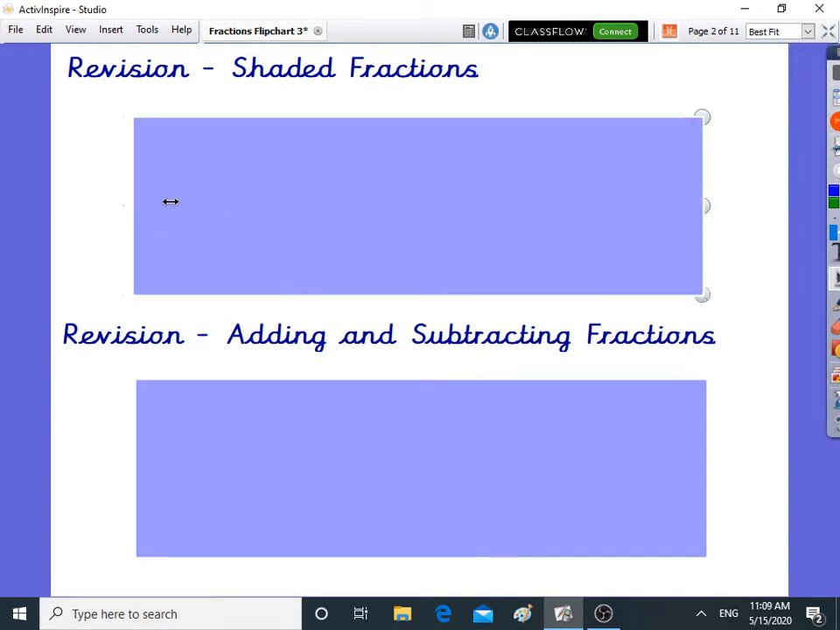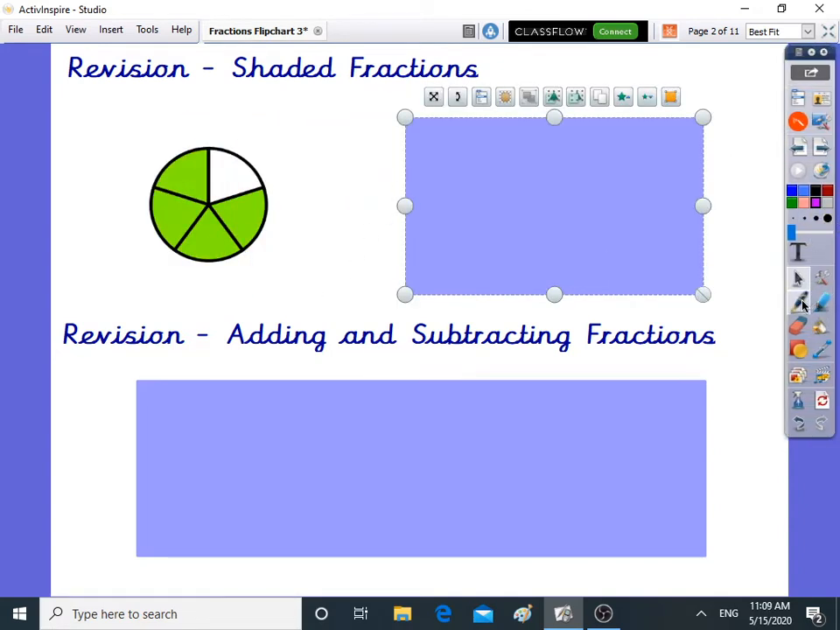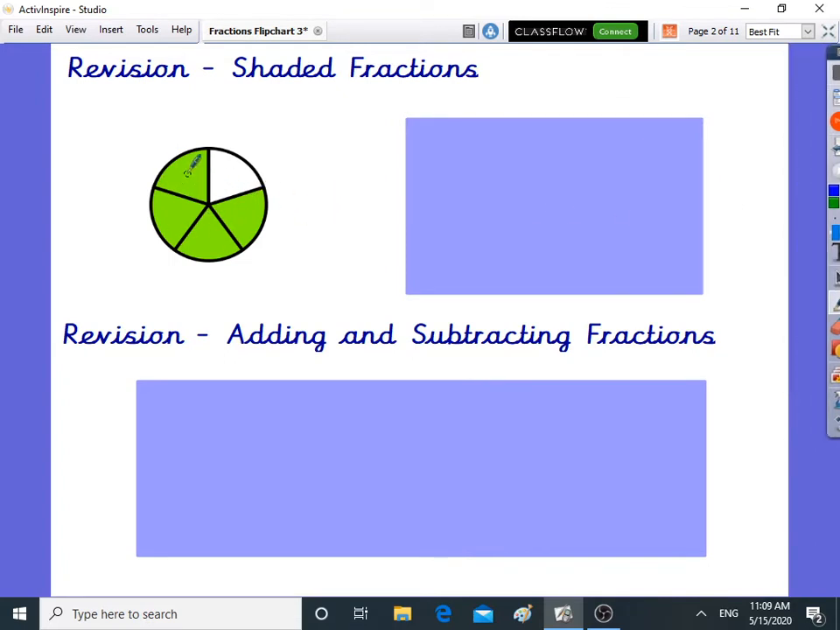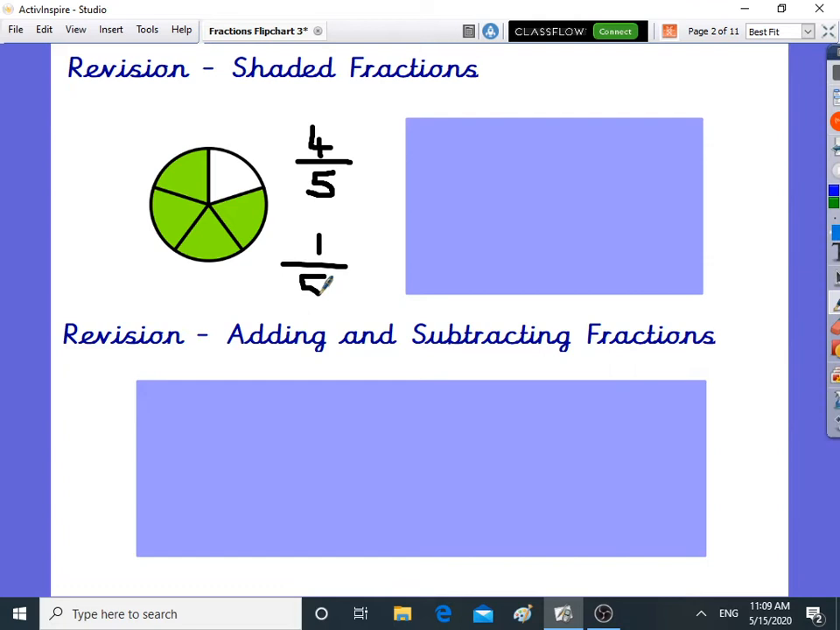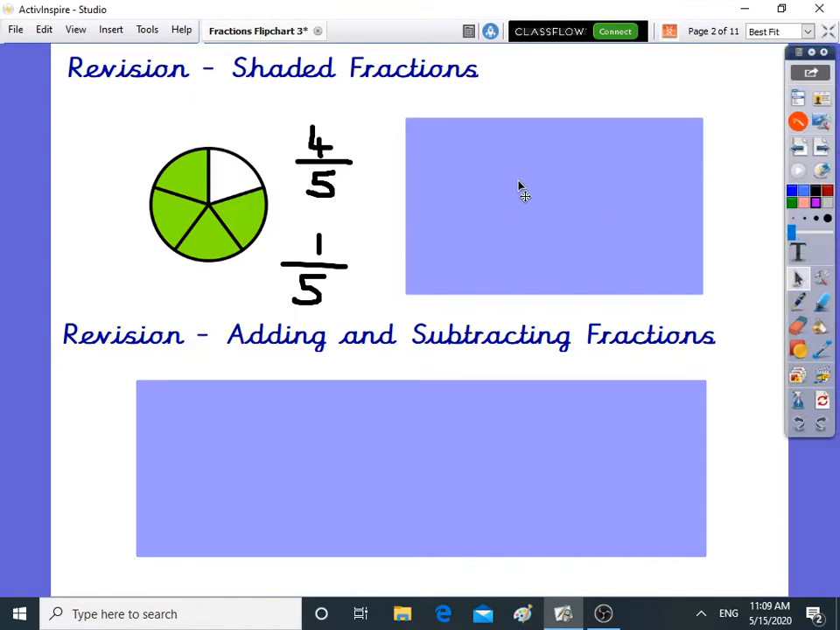So shaded fractions, what have we got here? Can you tell me what part is shaded? What fraction is shaded? 1, 2, 3, 4 out of 1, 2, 3, 4, 5. 4 out of 5 is shaded. And can you tell me what part is unshaded? Hopefully you're saying 1 part out of 5. So 4/5 shaded, 4/5 are green, 4 parts out of the 5. And 1/5 is unshaded, it's empty or white, 1/5 unshaded out of the 5 parts. Let's move on to the next one.